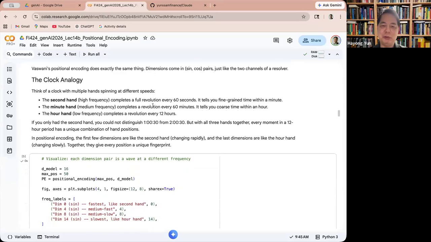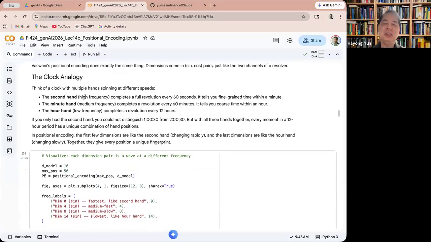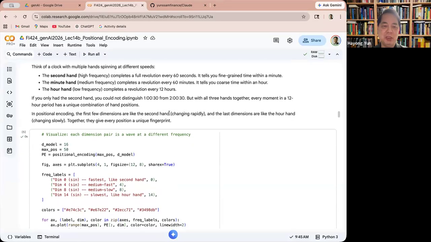And in the clock analogy, why do we use different frequencies? Well, in the clock, there is a minute hand, a second hand and an hour hand. The second hand is a very high frequency. It makes a revolution every 60 seconds. It tells me very fine-grained, high frequency time within the minute. And then the minute hand turns every 60 minutes, tells me a coarse time within an hour, and then the hour hand completes a revolution every 12 hours. So if I only had the second hand, I cannot distinguish, of course, between 1 o'clock, 0 minutes, 30 seconds and 2 o'clock, 0 minutes, 30 seconds. But with three hands together, of course, I can pin it down.